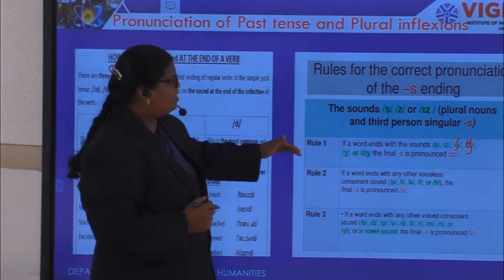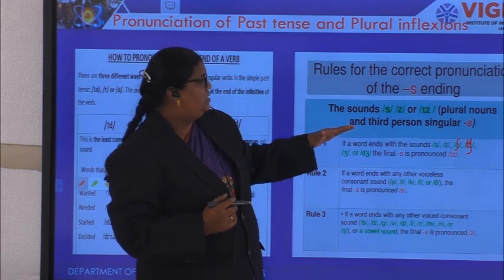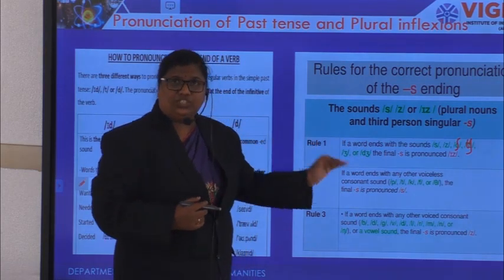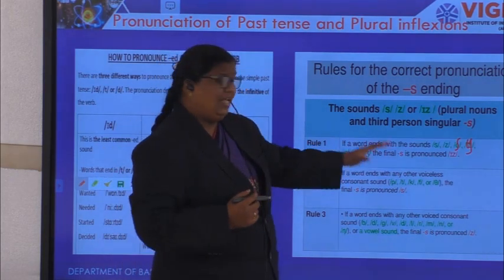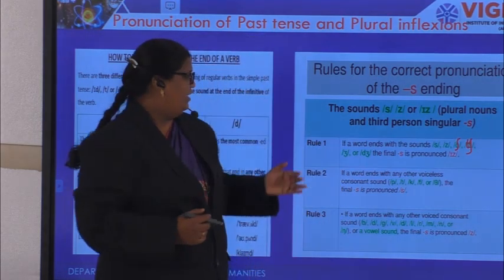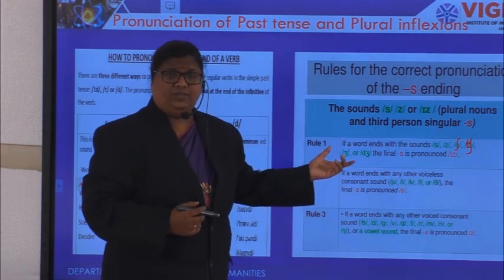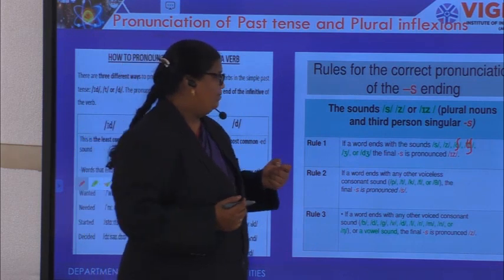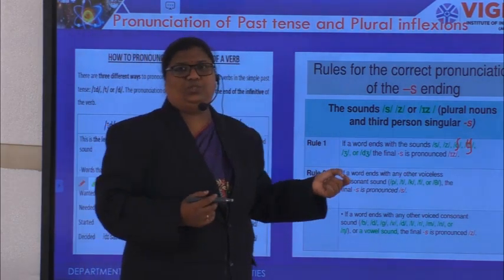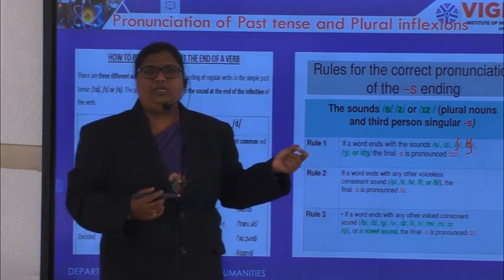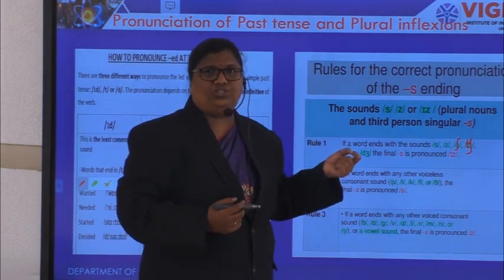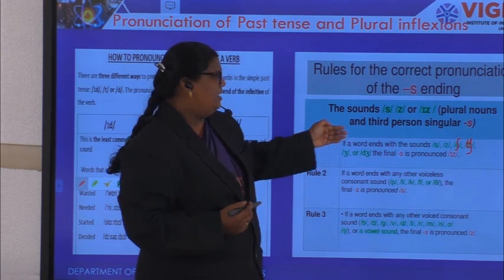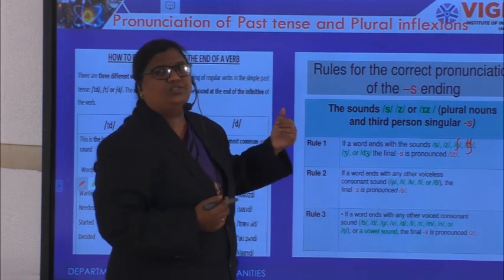For that, the first rule says if a word ends with the sounds s, z, sh, ch, j, the final s is pronounced as iz. Like for example, bush, bushes, bus, buses, buzz, buzzes, garbage, garbages, garage, garages. Again, some examples for this: bus, buses, bushes.